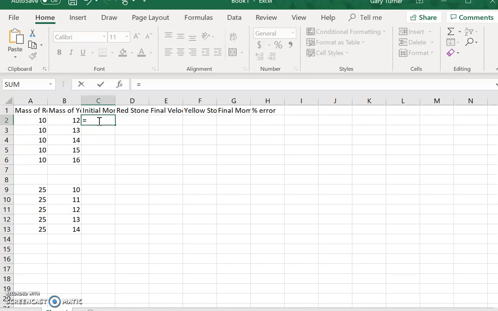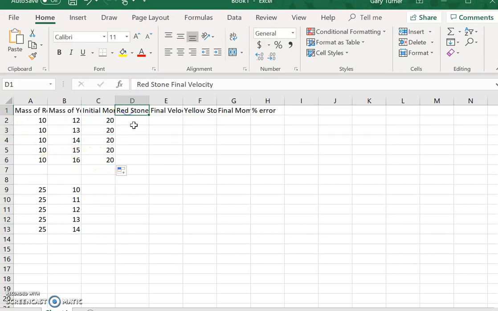So to calculate the initial momentum of the system, I'm going to type in an equal sign, and then I'm going to punch in the mass of the red stone times 2, and that's going to give me the initial momentum. And then I can just click and drag, and the formula will hold. So the mass of the red stone times 2, mass of the red stone times 2, etc. But we're looking at this bottom one down here.